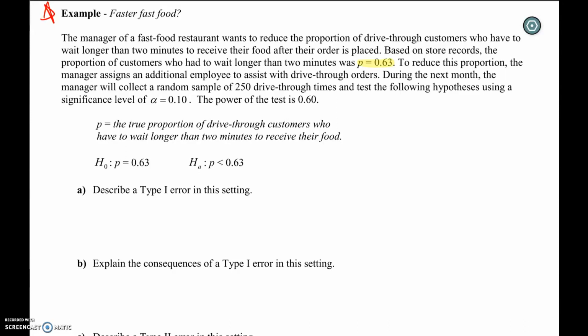During the next month, the manager will collect a random sample of 250 drive-through times and test the following hypotheses at a significance level of 0.10. Not sure why he picked 0.10, but it's his prerogative. Power of the test is 60%. So p is the true proportion of drive-through customers that have to wait longer than 2 minutes to receive their food. My null is that it's the same, that it hasn't changed, against the alternate that it's now lower. He's hoping this extra employee helped.